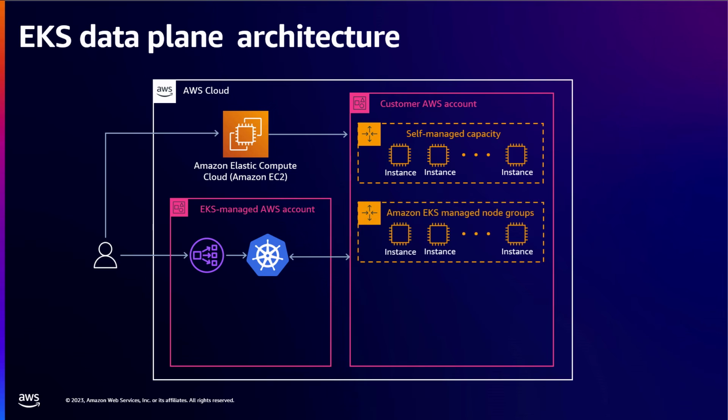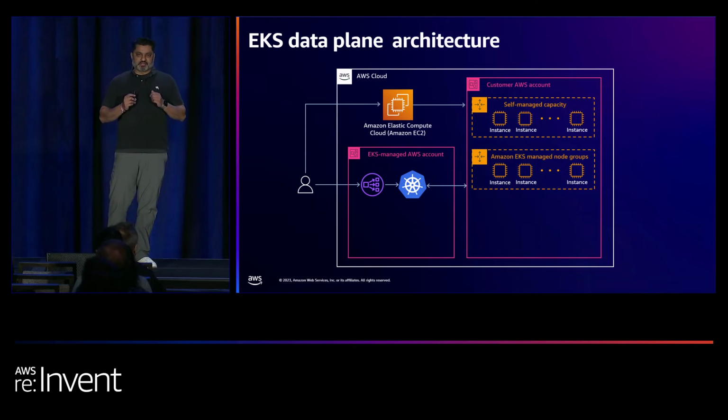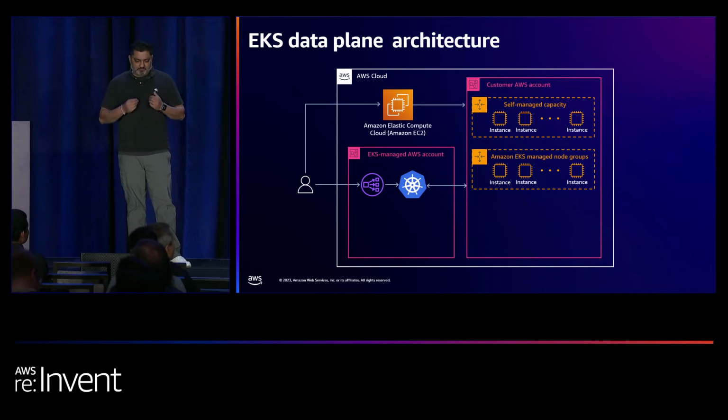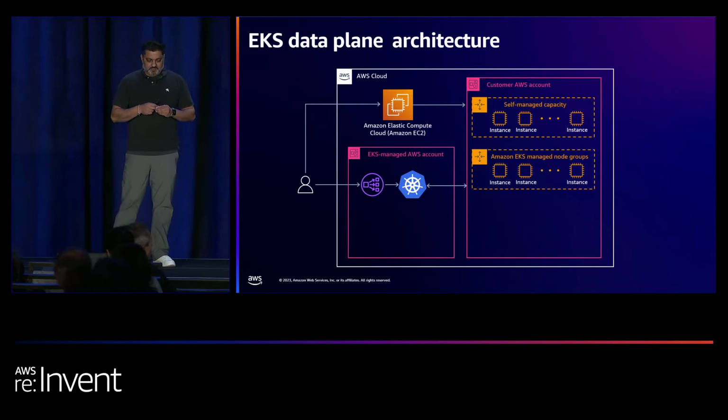We then launched EKS managed node groups. This is still where capacity exists in your account, in your VPC. It belongs to an ASG, but EKS takes care of some of the heavy lifting of upgrading, gracefully terminating the pods on a node and then moving them to another node, things like that.